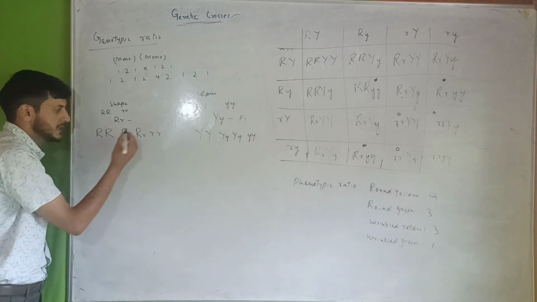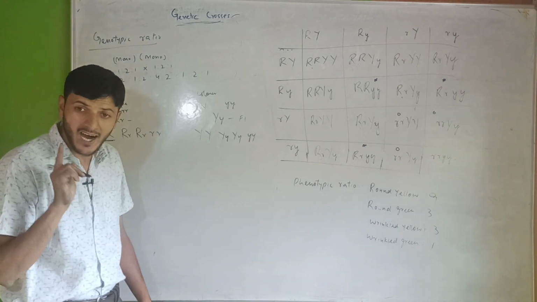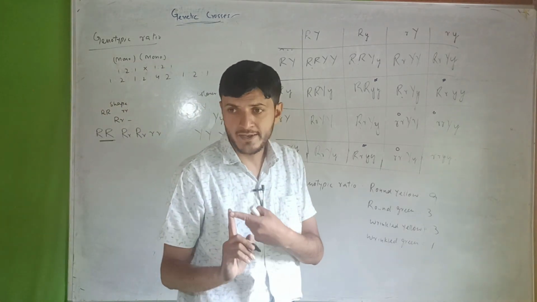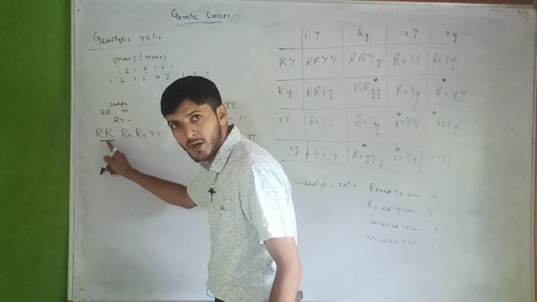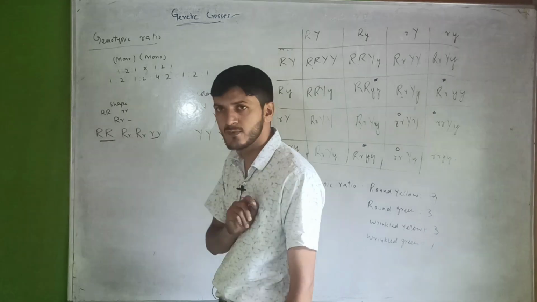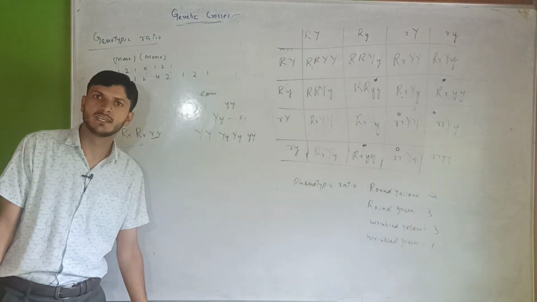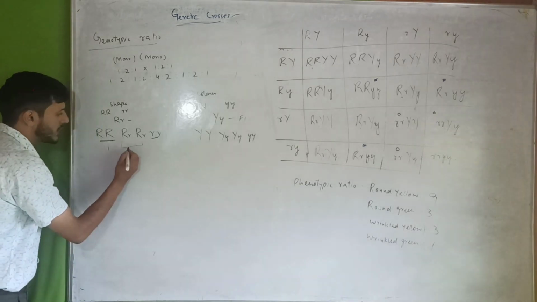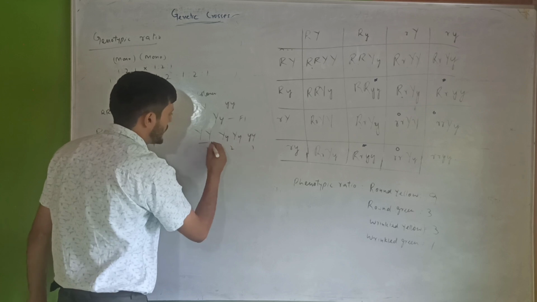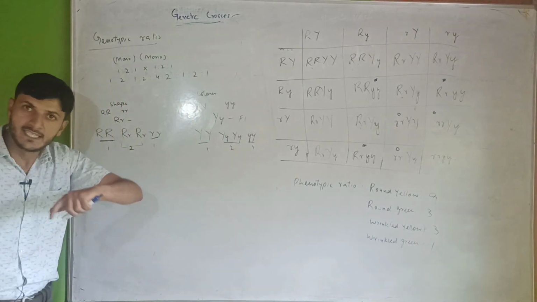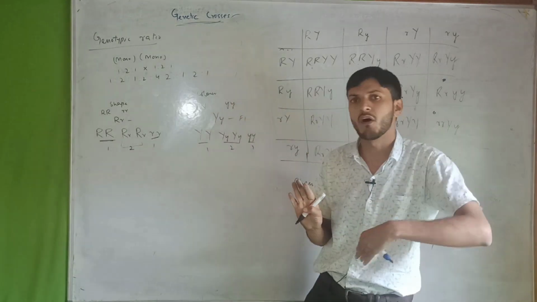Now, what have we obtained from the monohybrid cross? In the F2 generation, one individual is always homozygous dominant and one individual is always homozygous recessive. One is homozygous dominant, one is homozygous recessive, and these 2 are heterozygous dominant. The ratio is 1:1. Same case here, 1:1. One homozygous dominant, 2 heterozygous dominant, and 1 homozygous recessive, as you already know.